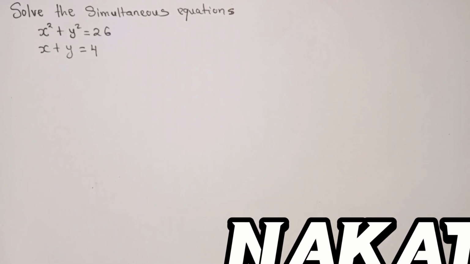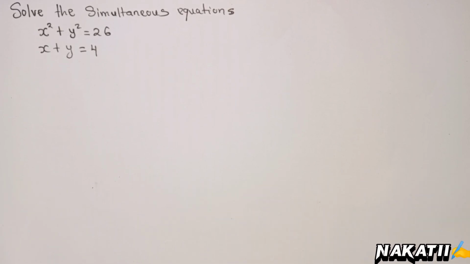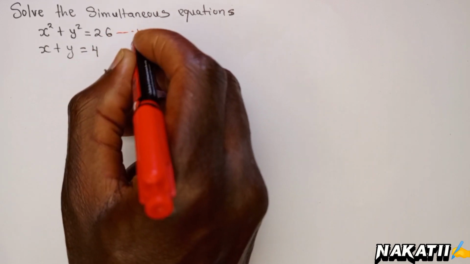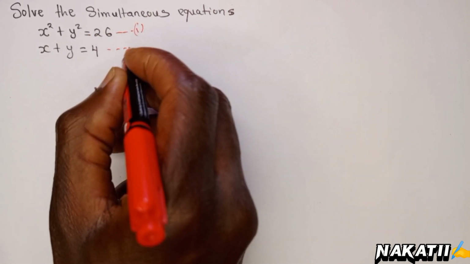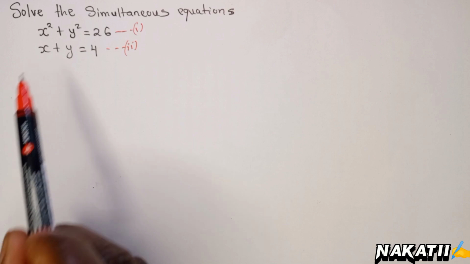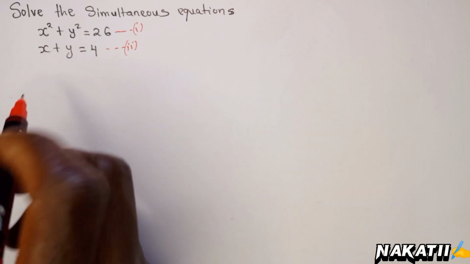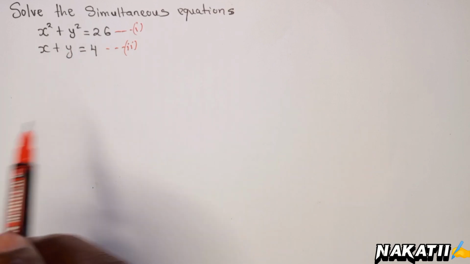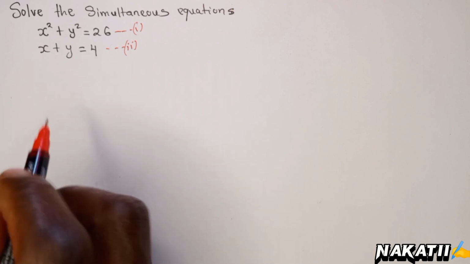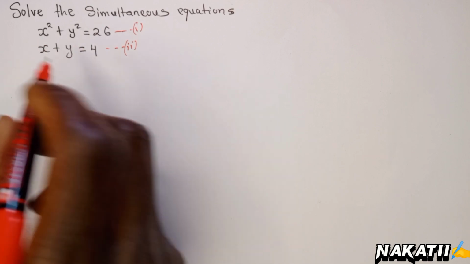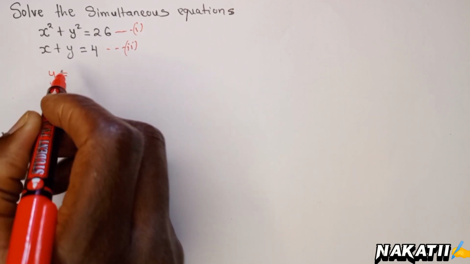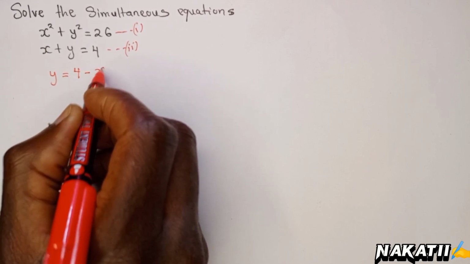Hello, welcome. We have been told to solve the simultaneous equations below. This one, we always use substitution method. We can say, let this one be equation 1, and this one here be equation 2. And then we take this lower equation and make y or x the subject of the formula. Let's make y. We take x the other side, and therefore y will be equals to 4 minus x.